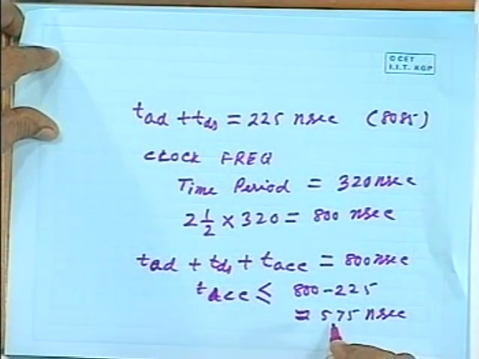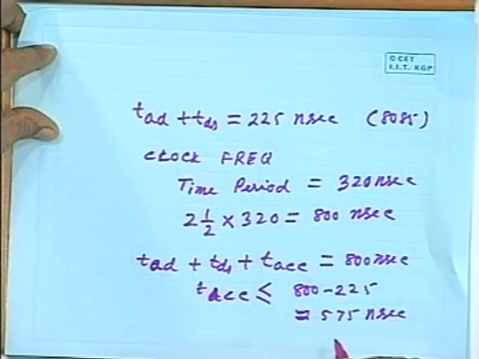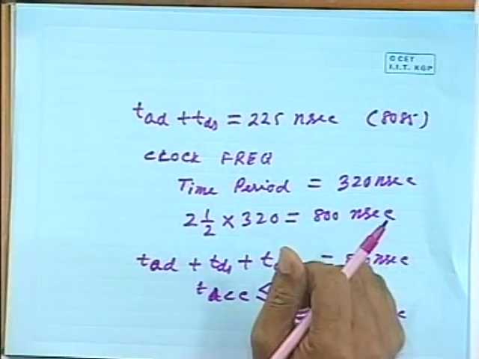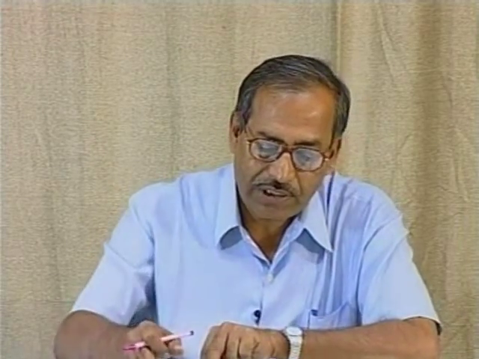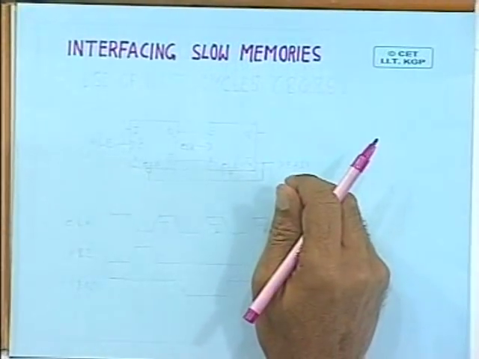If it is not, how do you overcome the problem? For proper data transfer, it is essential that the memory device in this particular example must have access time less than 575 nanosecond. If it is not, what will happen? In such a case, how do you perform data transfer with slow memory devices? Let us discuss that. How do you interface slow memories?